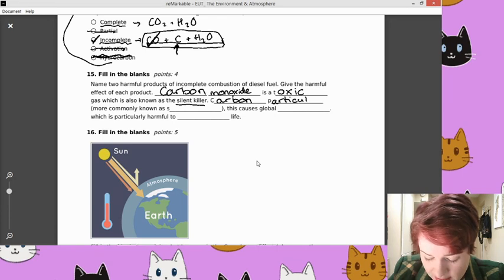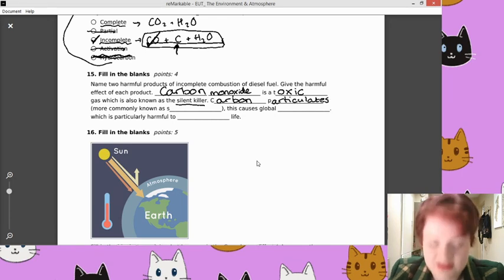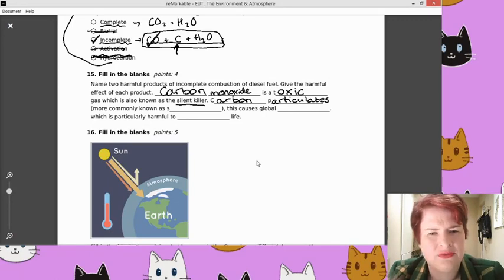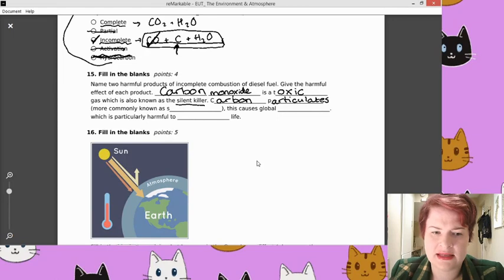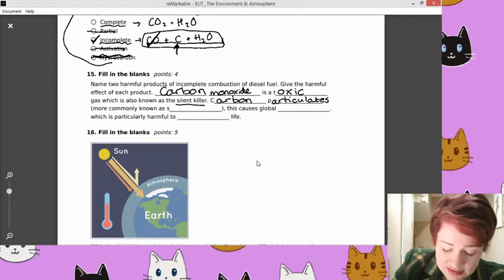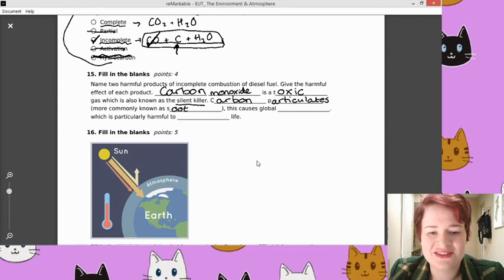I imagine not many of you getting that mark there, because the spelling for it is a bit tricky, and if you weren't listening carefully, you wouldn't necessarily have picked up that word. So carbon particulates, more commonly known as soot. So oot is all you needed to write there. This causes global dimming.